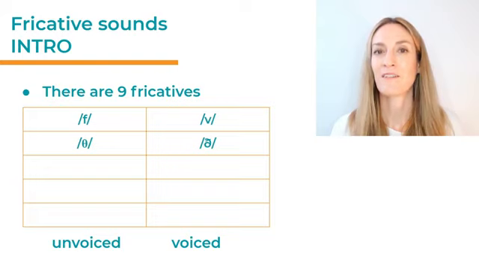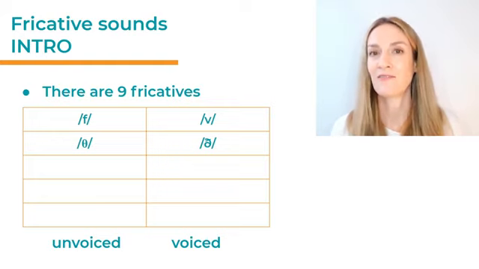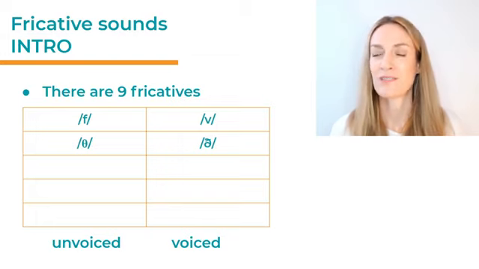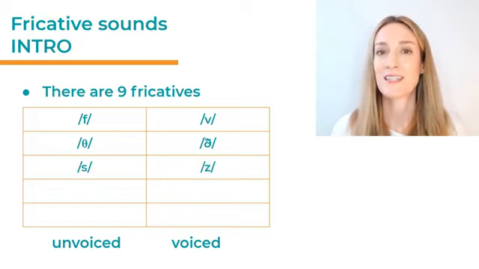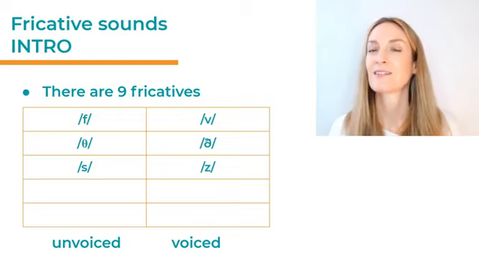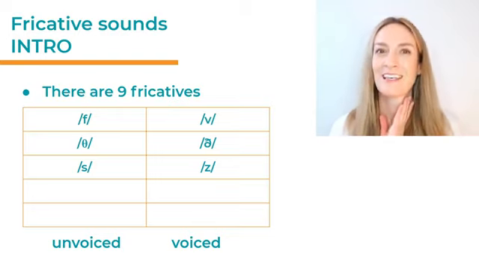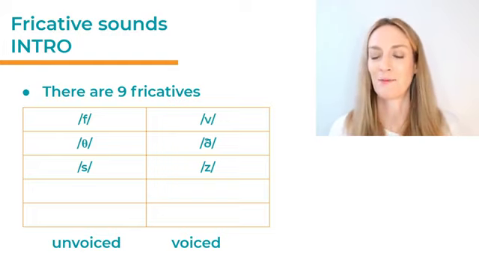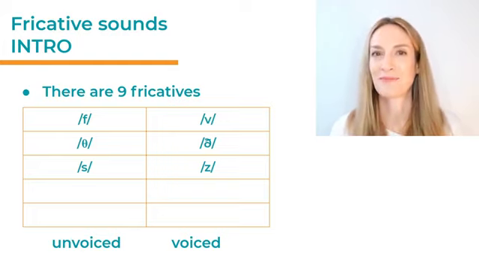Next up we have th. That is the th sound, unvoiced, and the voiced counterpart, the. Both of them always represented by th. Next up we have s, also unvoiced, and z, very clearly voiced. S, no vibration, but z, very clear vibration from your vocal cords.